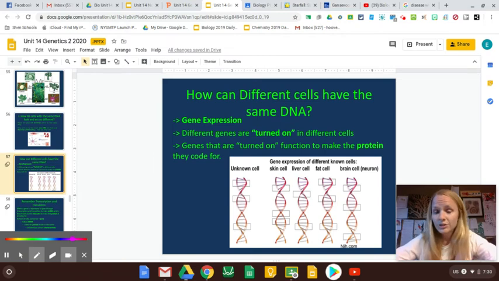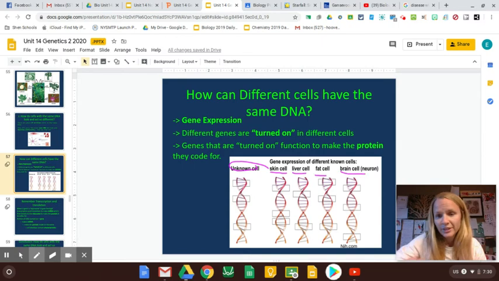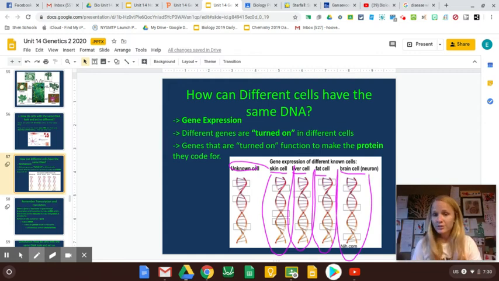The answer is gene expression, that they express different genes in the DNA. So every cell, like this unknown cell, skin cell, liver cell, fat cell, brain cell, all the cells in your body have the same DNA. They all have the same DNA, but they use different parts of it.